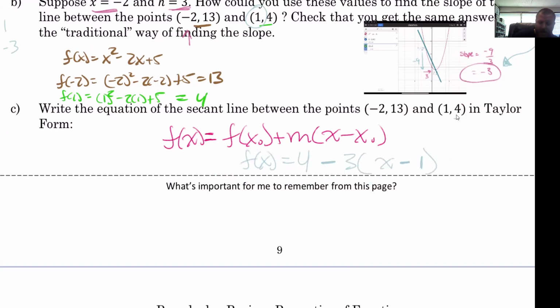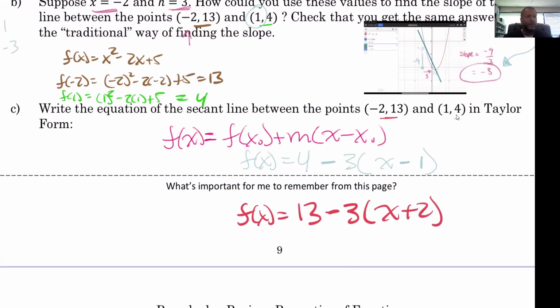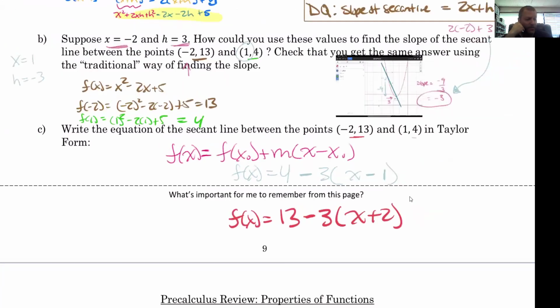That's beautiful. And if I want to use the other point, I get an equivalent form. I would get f of x equals my y coordinate, 13, plus the slope, which is -3, times x minus -2, that gives you x plus 2. If you distributed this -3 in both cases, you'd get slope-intercept form. So you could always recreate slope-intercept form if you wanted from this Taylor form.